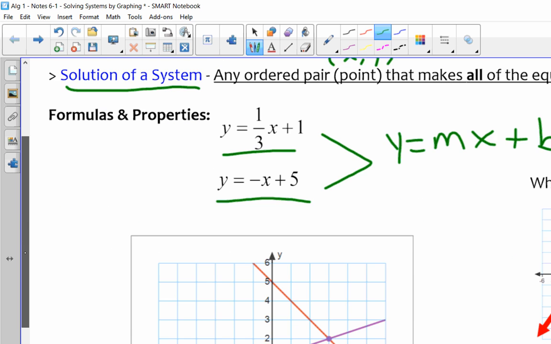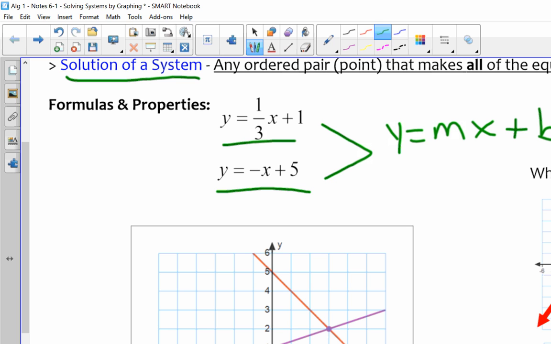For this first equation, y equals 1/3 x plus 1, your slope is 1/3, and your b, or your starting point, is +1. For the second one, your slope is that -1. Remember, there's a 1 right here, and your y-intercept is +5. You might want to get in the habit of writing that down.